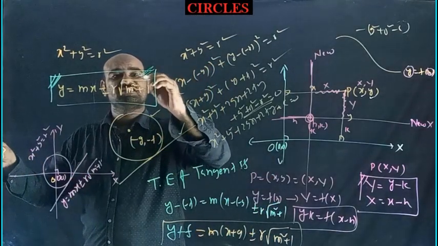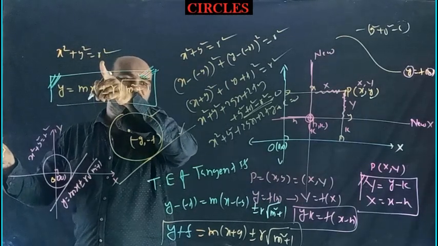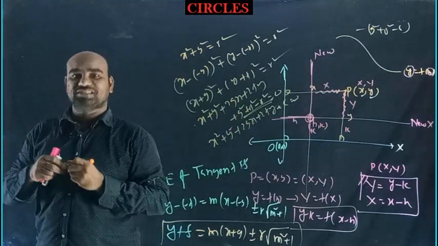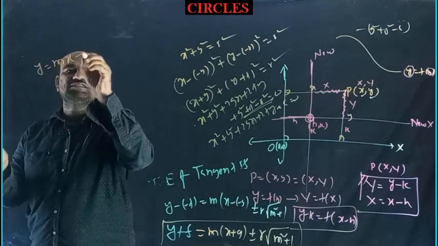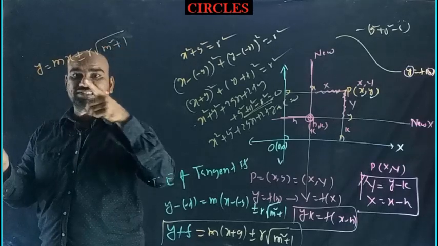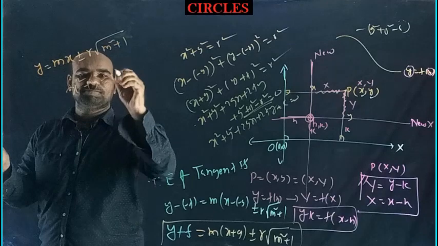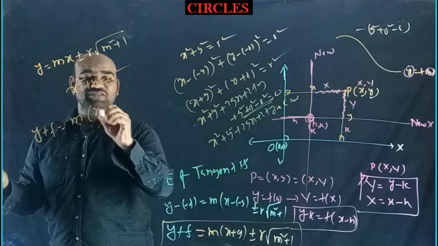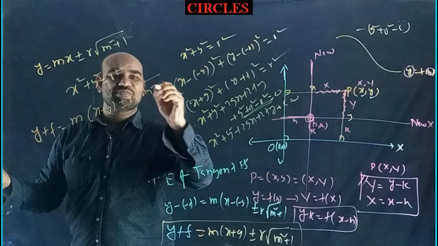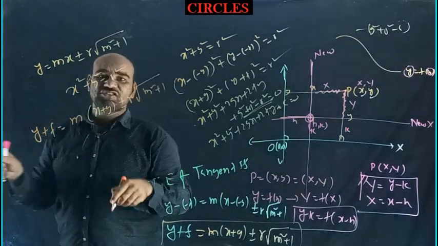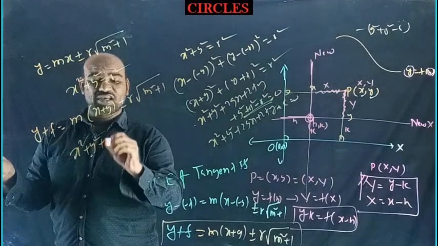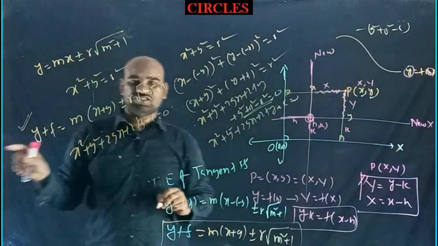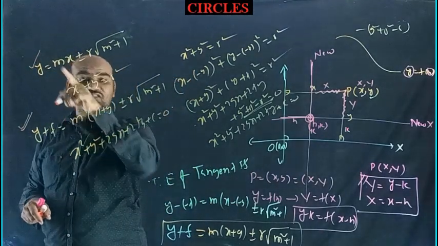So this is the tangent equation of this circle, which is said to be the slope form. Okay students, I am finalizing. y equals mx plus or minus r times root over m squared plus 1 is the tangent equation of the basic circle whose center is (0, 0) and radius is r. And y plus f equals m times x plus g plus or minus r times root over m squared plus 1 is the tangent equation for the general circle, that is S equals 0, meaning x squared plus y squared plus 2gx plus 2fy plus c equals 0. This is the tangent equation in slope form.